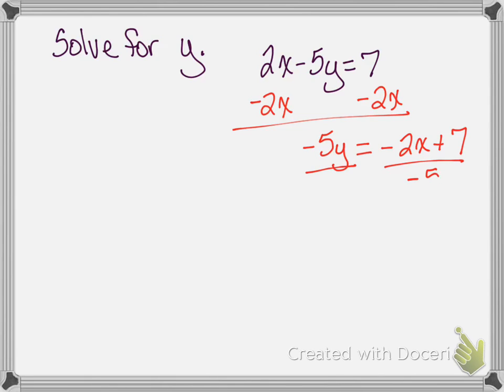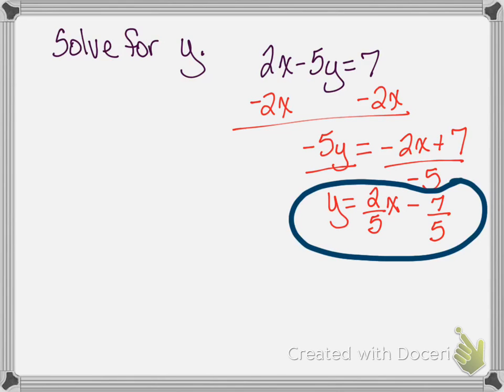Now I divide everything by negative 5. When I do that, negative 2 divided by negative 5 is positive 2/5. Why is it positive? Good. Negative divided by a negative is a positive. Then I've got positive 7 and negative 5. That is negative. Okay? So y equals 2/5 x minus 7/5. So that is what I'm looking for right here when I solve for y.